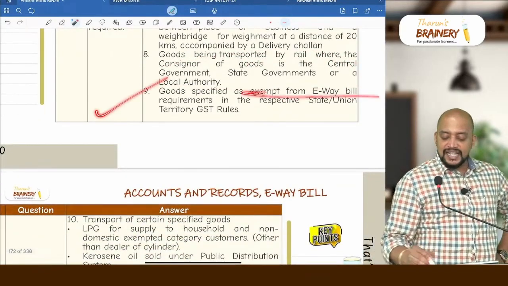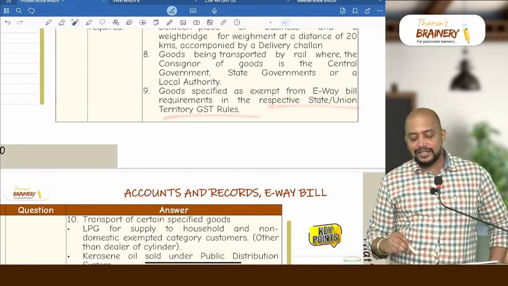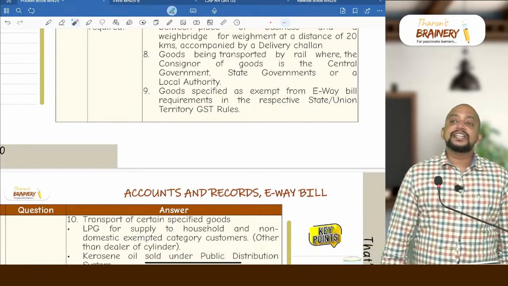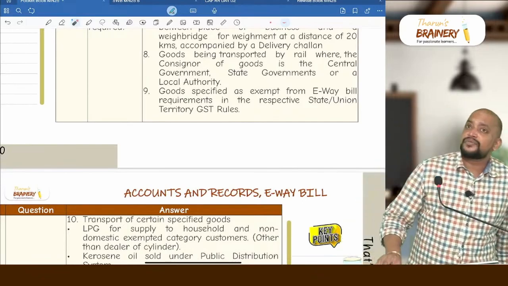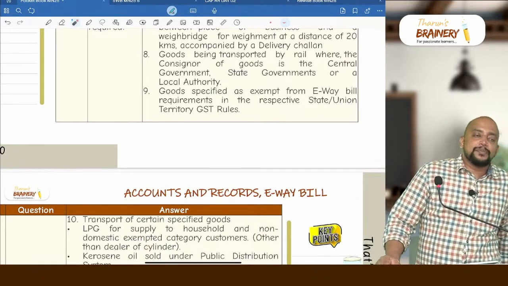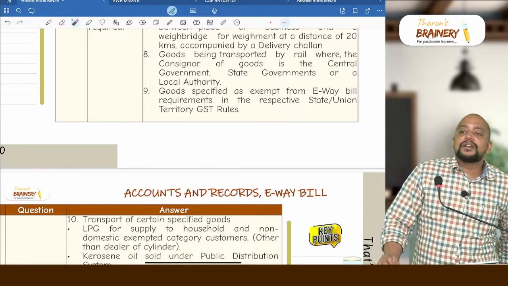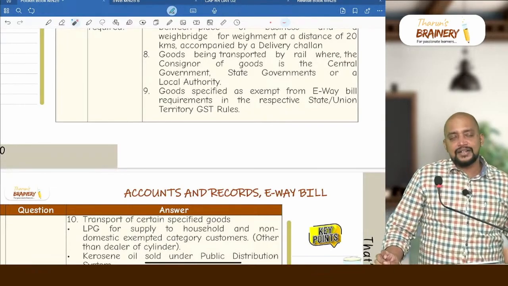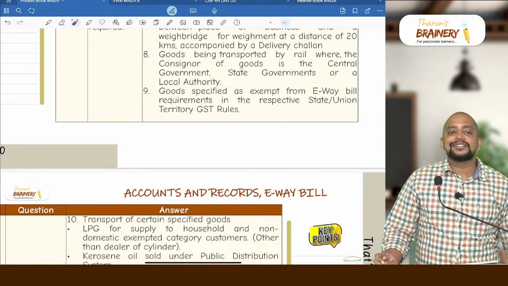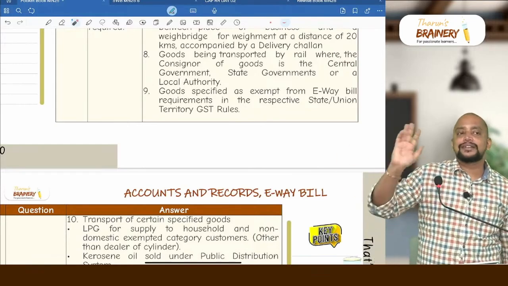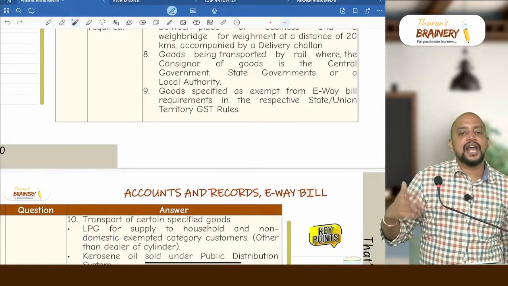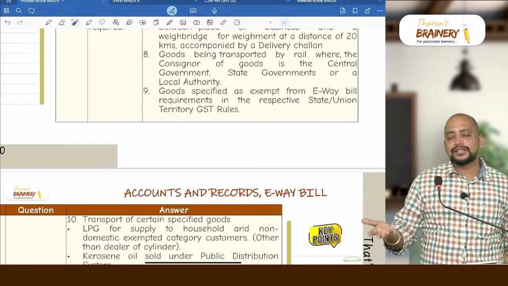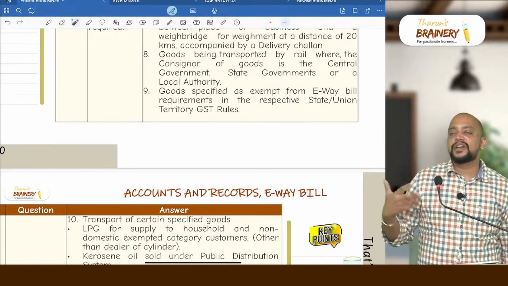Then goods specified as exempt from e-way bill in the respective state or union territory. The e-way bill provisions we are learning are only interstate e-way bill provisions. For intrastate e-way bill, we have separate provisions, which will be given by the state GST. But whenever in the exam you get intrastate movement also, you just apply the interstate movement provisions only, whereas the reality is that for intrastate we have separate provisions; sometimes it is the same copy-paste, sometimes different provisions are there.